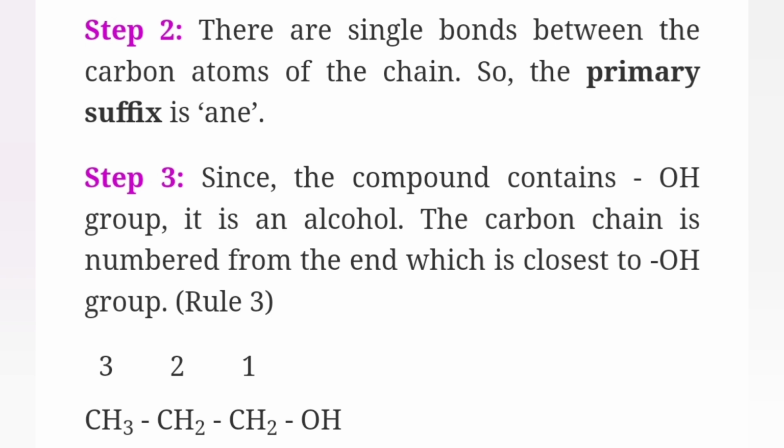Step 2: there are single bonds between the carbon atoms of the chain, so the primary suffix is "-an". Step 3: since the compound contains the OH group, it is an alcohol. The carbon chain is numbered from the end closer to the OH group, rule 3: 3, 2, 1. CH3-CH2-CH2-OH.